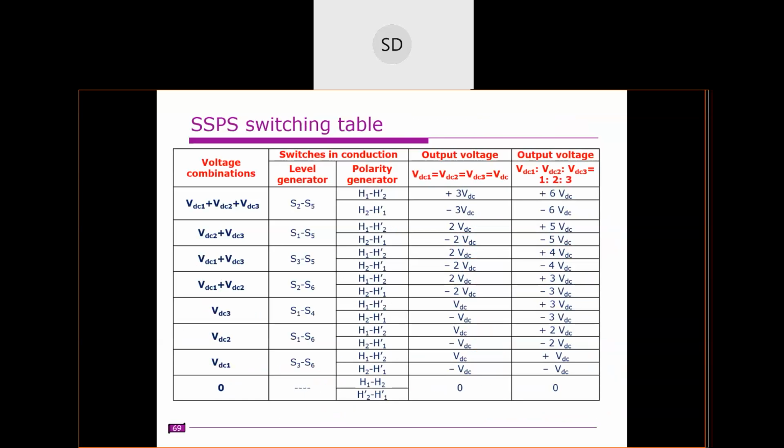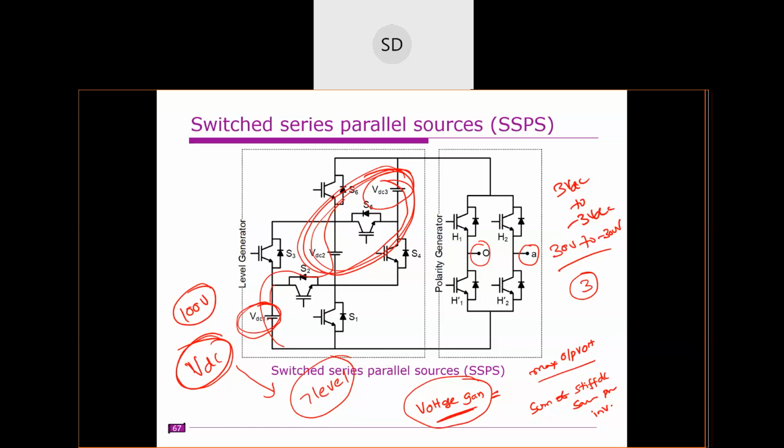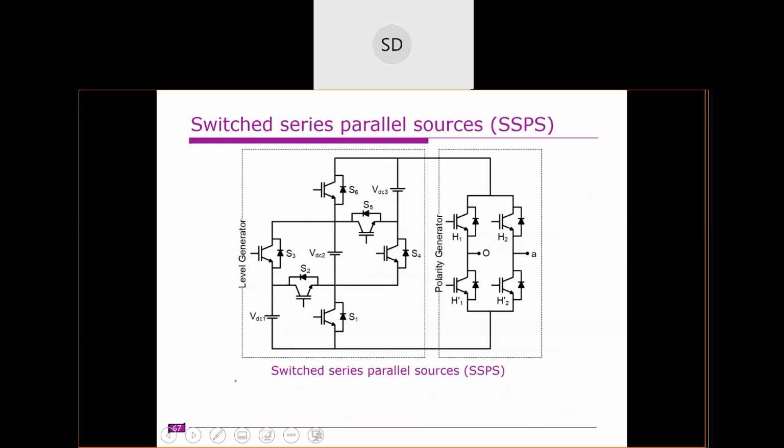Okay, so this is the switching table. The advantage here when compared to this MLDCL is that only one switch is conducting. But there is a drawback in this level generator. The drawback is that this level generator will not produce zero voltage. You cannot obtain a zero voltage path in this level generator.